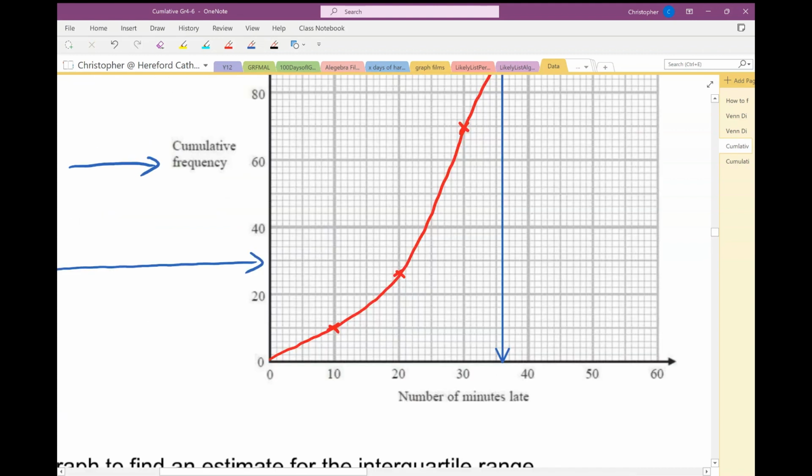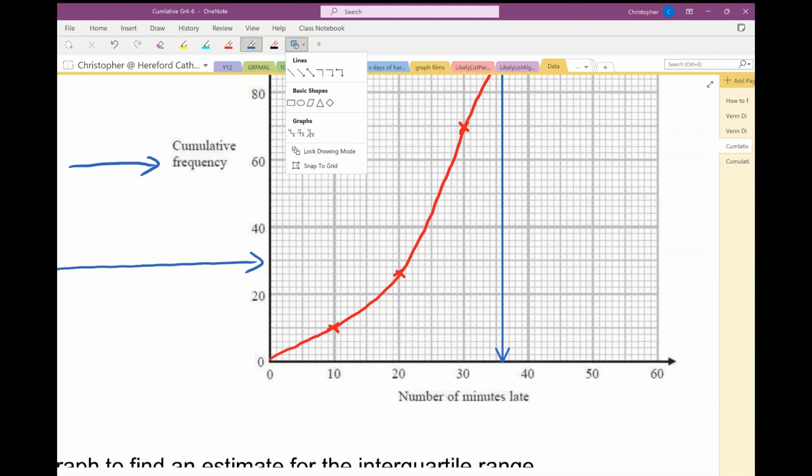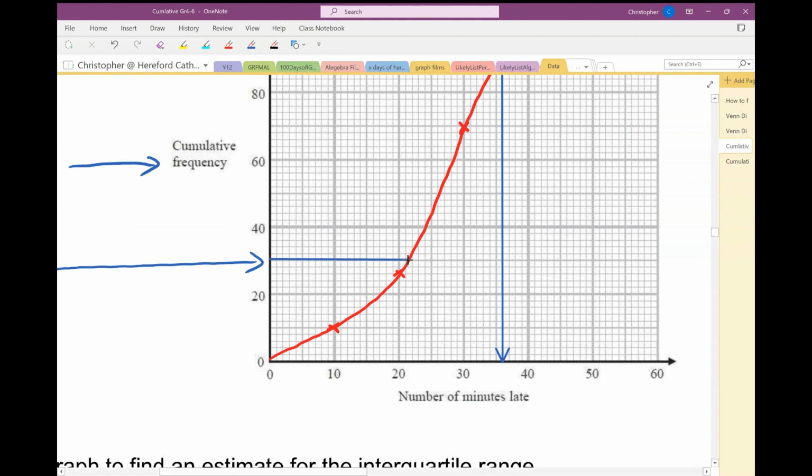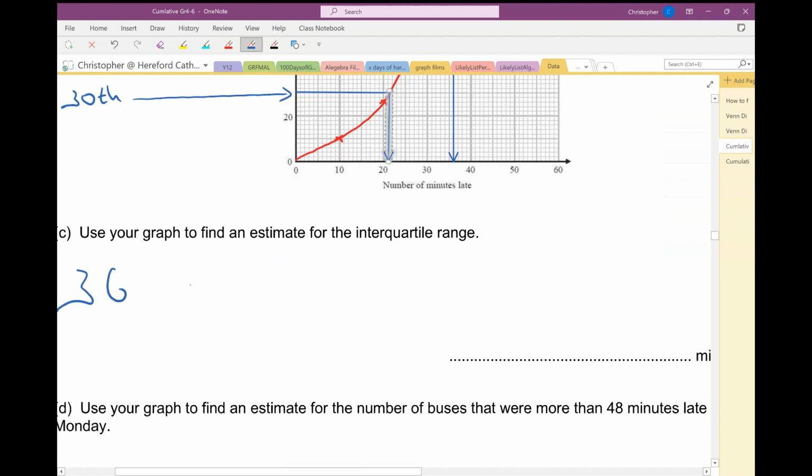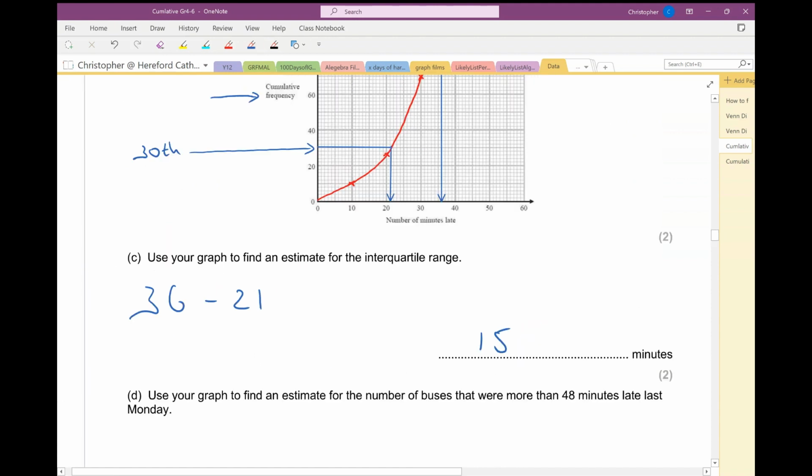Now, what about the 30th bus? How late was that? So, again, I'm going to draw a line across here and then a line down here to read off that my 30th bus was 21 minutes late. So, my interquartile range is 15.